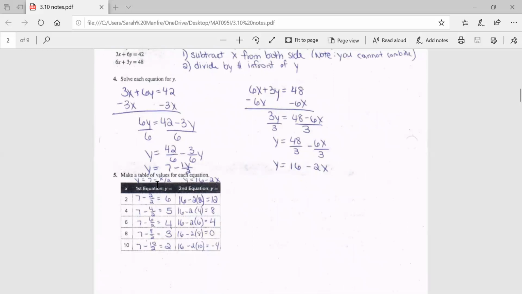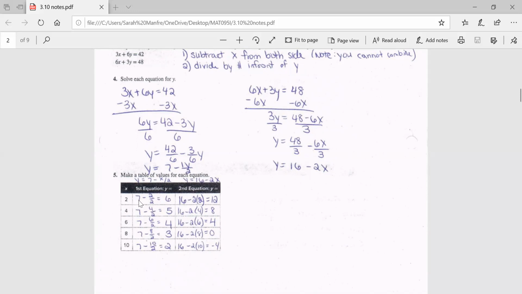So if you look, I wrote the equation here, and just note y equals 7 minus x over 2. That's the correct equation. That should be an x up there, just a reminder again. And then this one says y equals 16 take away 2x. And I'm plugging in these values of x for both equations.